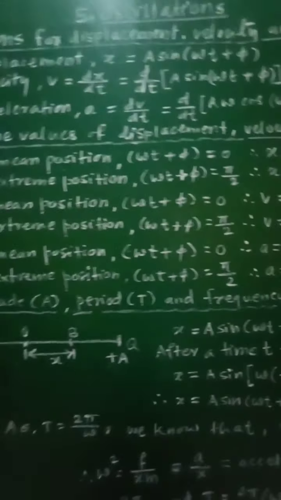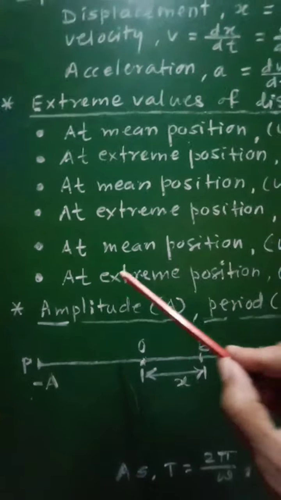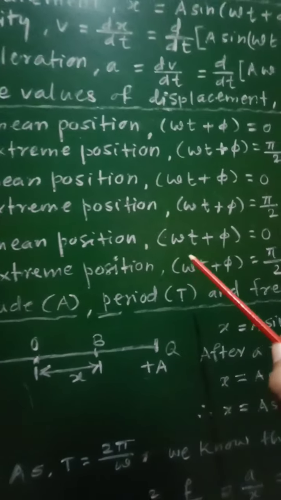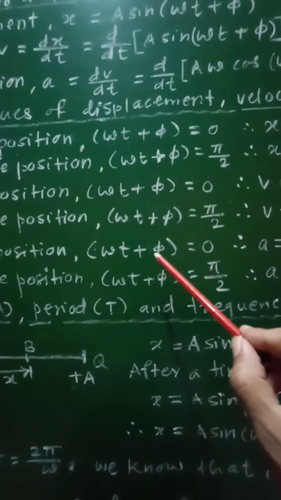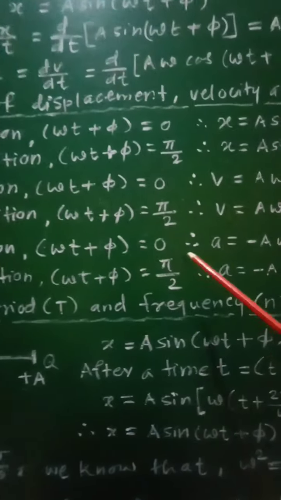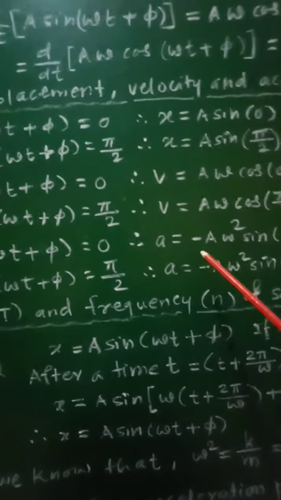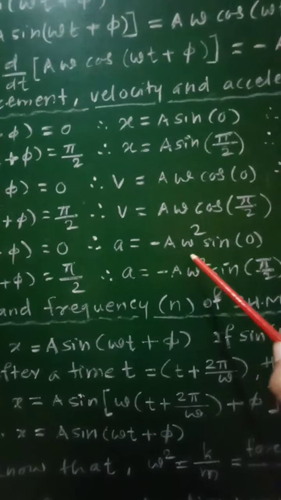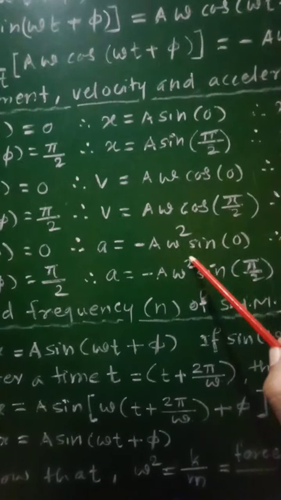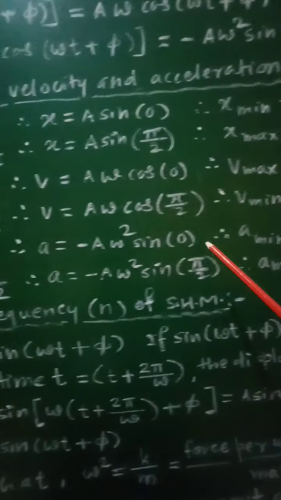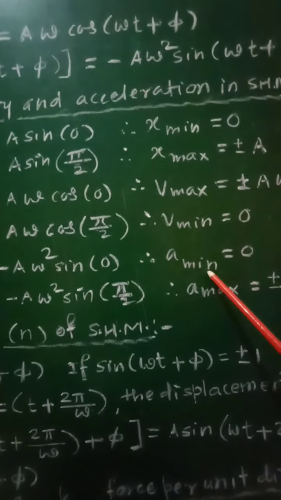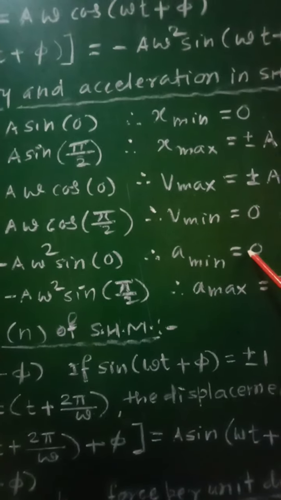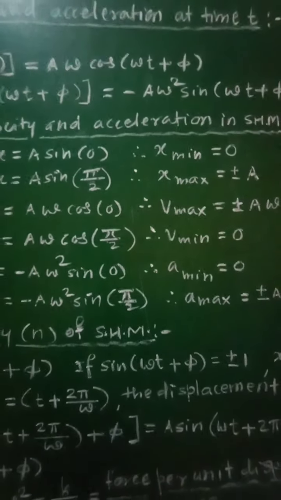Now go for acceleration. Again at mean position we have omega t plus phi equal to 0. Therefore putting this value in the equation of acceleration we will get a equal to minus a omega square sin 0, but sin 0 is again 0, and therefore we will get a is equal to 0, that is minimum value of acceleration will be equal to 0 at the mean position.